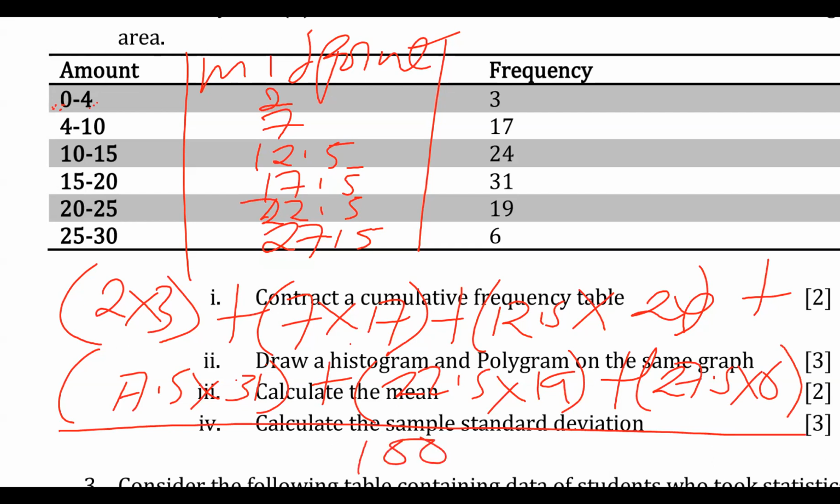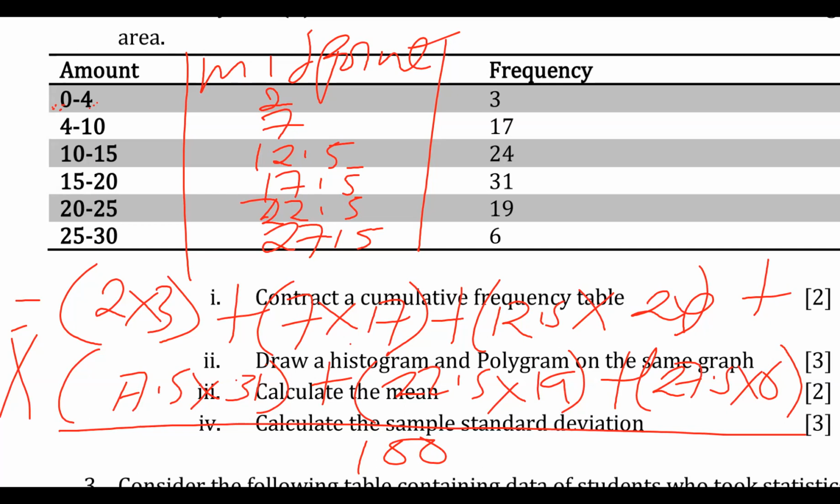So you'll be multiplying this times that, plus that times that, plus that times that, and so on, and divided by 100. Whatever you get is what is called the mean. Okay, you cool? Yes, I'm okay. That is how you find the mean.